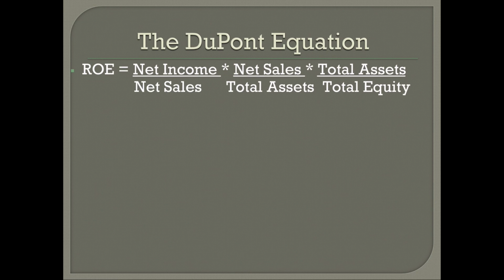So let me just showcase what we've done here. The first step that we did was we took ROE and said that it is a product of a company's ROA and their equity multiplier. And then what we did is we looked at ROA and broke that down into profit margin and total asset turnover. And so the final step of the DuPont says that ROE is broken down into profit margin, total asset turnover, and the equity multiplier.